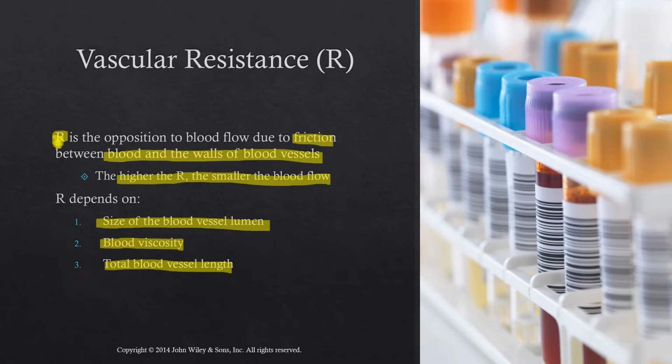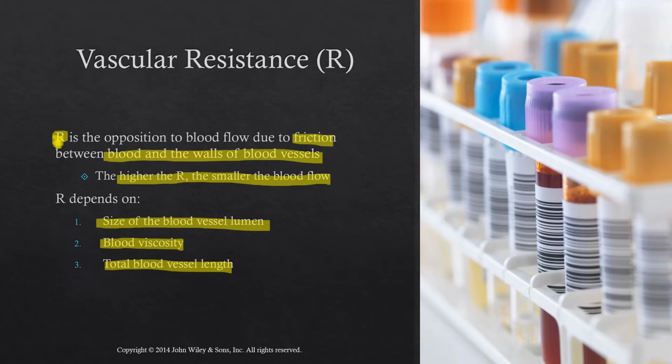And the higher a blood's viscosity, or the more formed elements there are in relation to the fluid, the higher the resistance is going to be. And lastly, we have total blood vessel length. Now, resistance to blood flow through a vessel is directly proportional to the length of a blood vessel. So what that means is that the longer a blood vessel is, the higher the resistance is going to be.